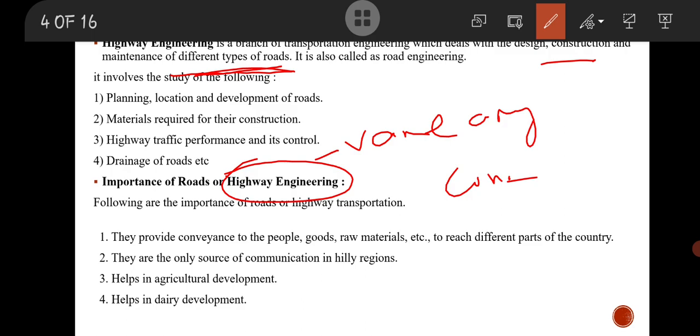First, the major importance is to provide conveyance, meaning people can transport their goods and raw materials from one place to another. Then the next important point is a source of communication in hill regions. In an untrapped area, how can we move? Highway engineering provides that. Then economic development or agricultural development. Agricultural development means dairy development and fishery development.